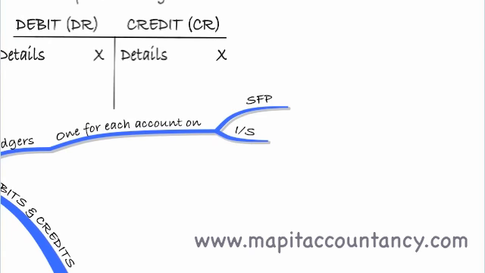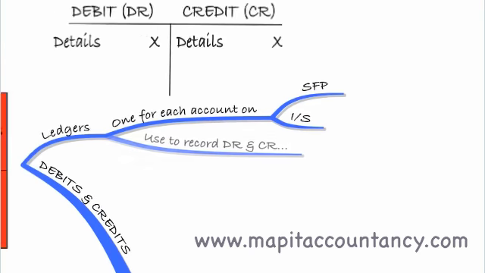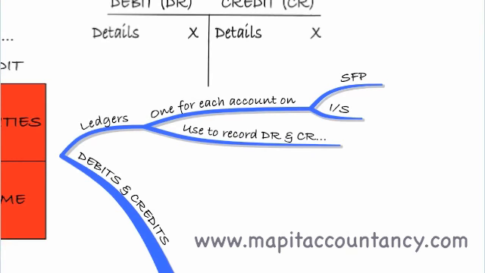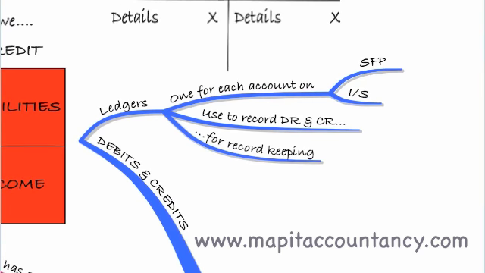And we'll have an account for each item on our income statement. One for wages, one for any other expenses, one for our sales. So we'll have a ledger account for each of them. We use that to record the debits and the credits as they happen. And this really is for record keeping.